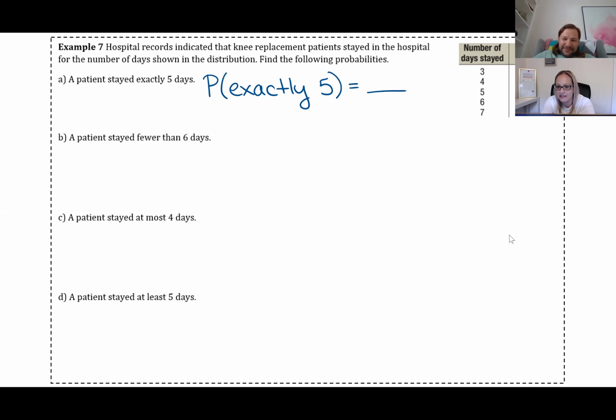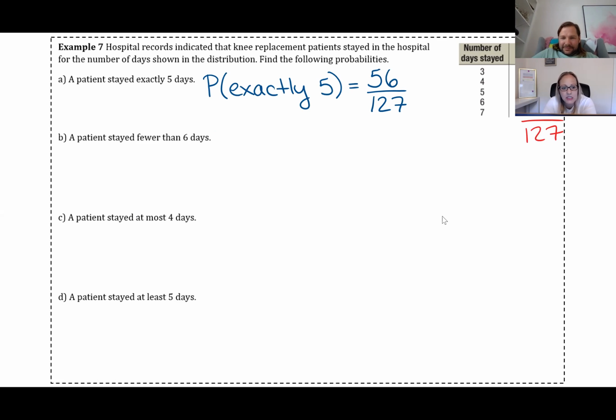So that's easy, exactly 5. Just get the frequency for 5, which is 56. I don't think they gave us the total here, so you have no choice but to add up all of those frequencies, which gives you 127. So your final answer is 56 over 127.